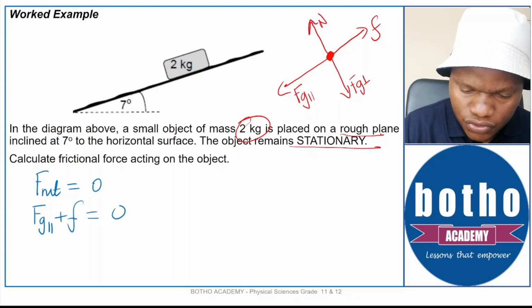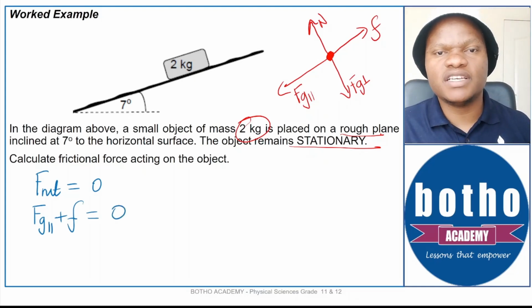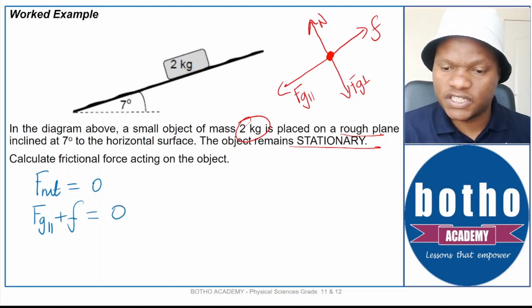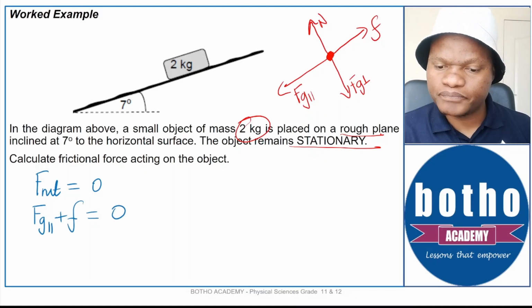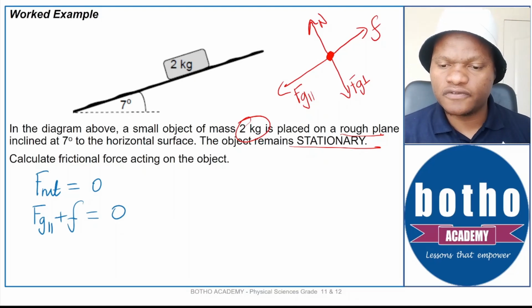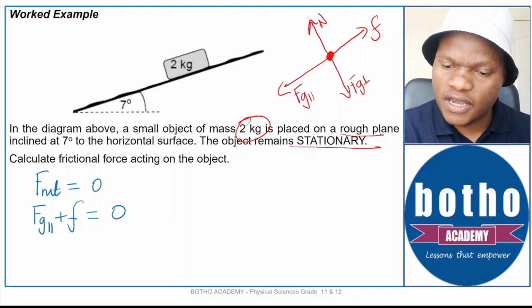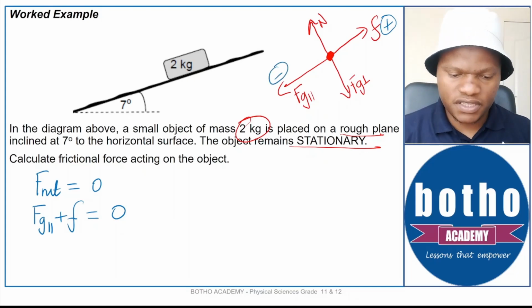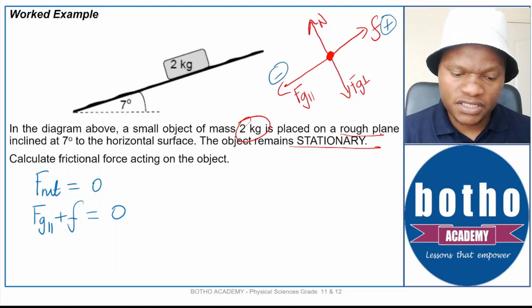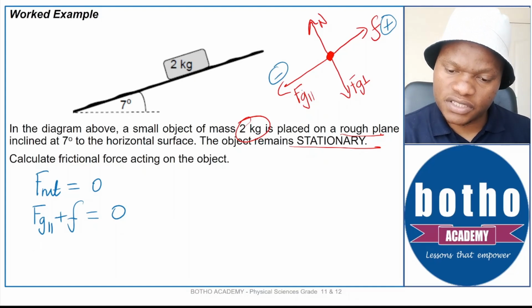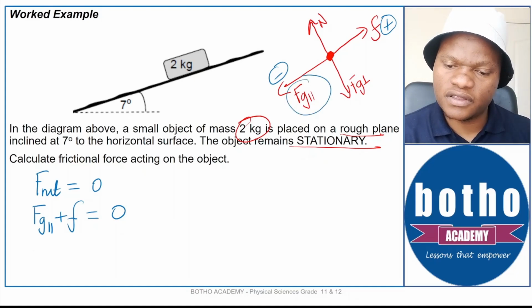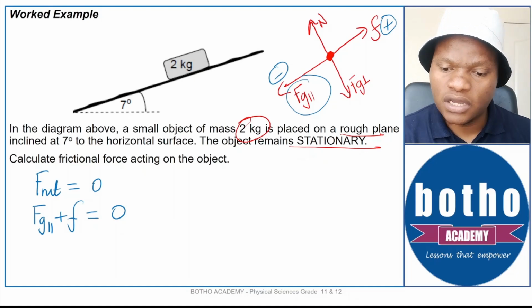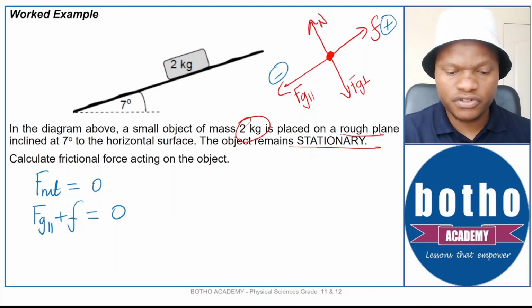These two are going to add up to 0. Again, remember I said we must choose a positive direction. You can choose down the slope as positive, or up the slope as positive, it doesn't matter. Let's do this for a change and say down the slope as negative. What then happens is that in your substitution, the parallel component of the weight must be negative because it's going down the slope.